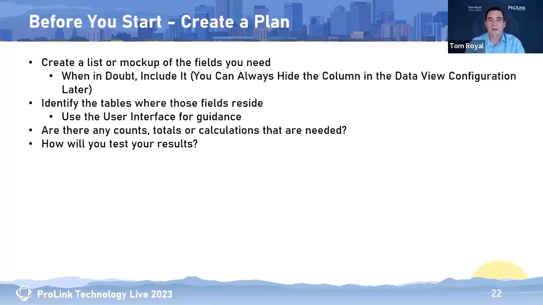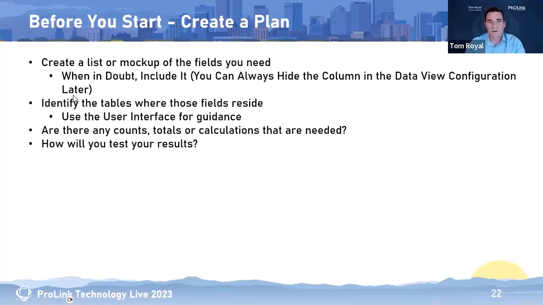You can always hide it in the data view configuration later. You can hide that column, but if you're not sure, include it. Obviously, you can use your discretion there. I mean, you don't want to create a custom data view that's going to have 300 columns in there. It's going to be a nightmare to manage. But if you're on the fence about whether to include total development costs or not, go ahead and put it in there. Okay. Identify the tables where those fields reside.